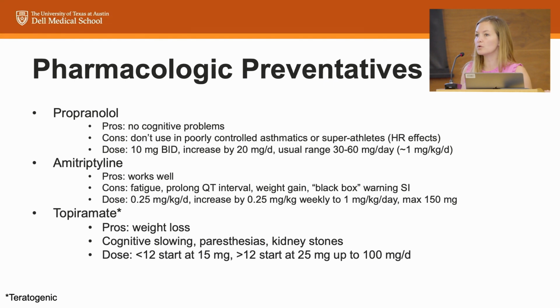These are the 3 with the most evidence for them: propranolol, amitriptyline, and topiramate. I will tell you from a preventive perspective, topiramate is the only FDA-approved medication for migraine prevention in the pediatric population, and it only goes down to 12. However, this medication can work well, but I do say to use caution in our adolescents and our kids who are trying to just achieve in school, because it does cause a lot of cognitive slowing and difficulty thinking. So I tend to start propranolol or amitriptyline as my first line pharmaceutical.